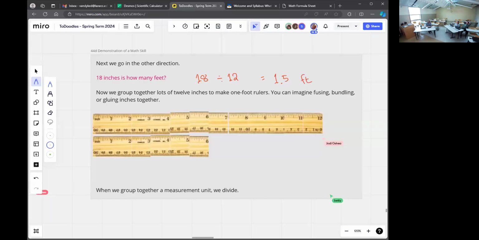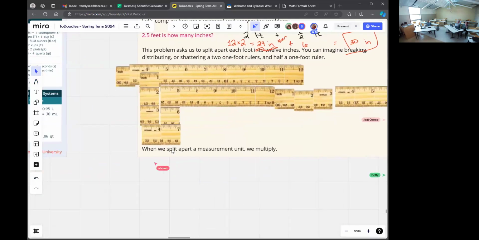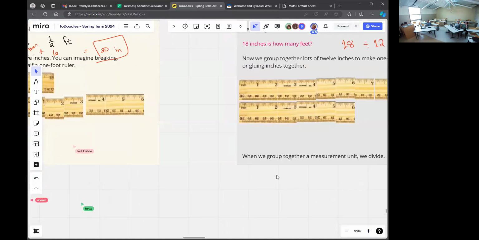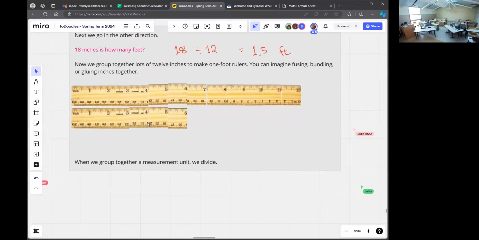So when we're grouping something together, you saw me grouping these pieces together to rebuild the rulers, then we divide. So remember those two rules for the GED. If we're splitting something apart, like Jody destroying the ruler, then we multiply. If we are gluing things back together, then we're dividing.